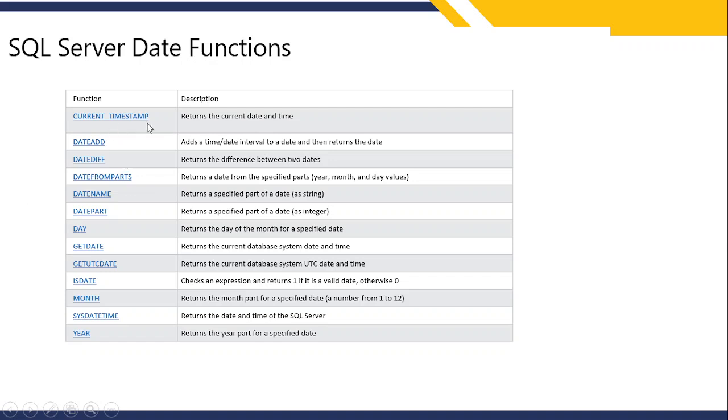But internally, this is what happens. There is something to fetch the current date, DATEADD, DATEDIFF, DATEFROMPARTS, so I can construct a date from its parts. I can extract a particular part of the date, extract day, month or year, and also get to know the UTC date or the system date and time.